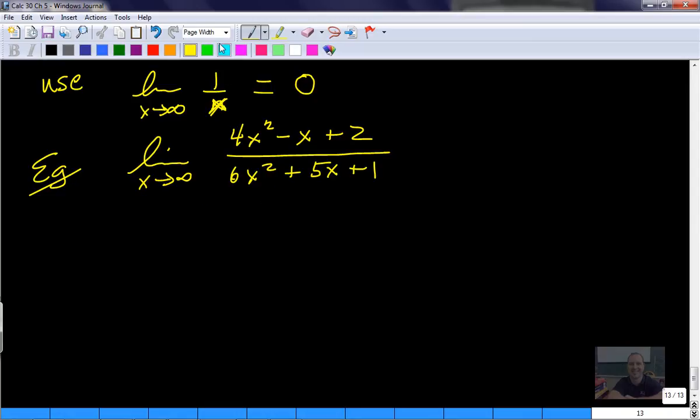You say, well, what happens if I put 1,000,000 in here? Okay, well, you're going to have 1,000,000 squared times 4 minus 1,000,000 plus 2. And on the bottom, you're going to have 1,000,000 squared times 6 plus 5,000,000 plus 1. That's a bit tough. So how do we figure that out? I mean, is it 1? Is it the same as the other one? Or is it something a little less or something a little more? Tough to tell. So this is what we do.